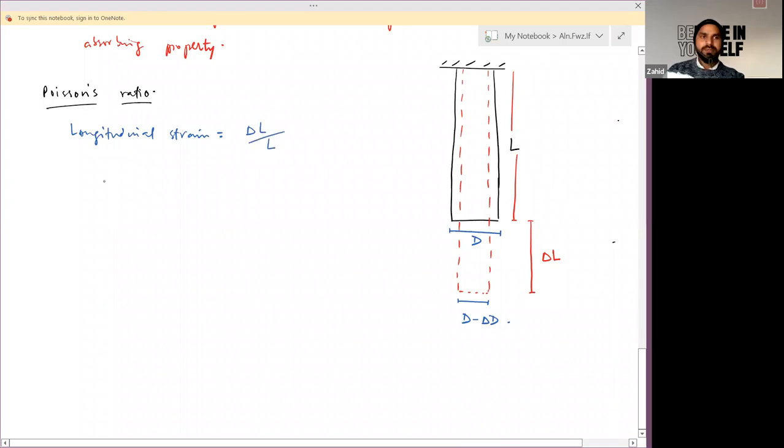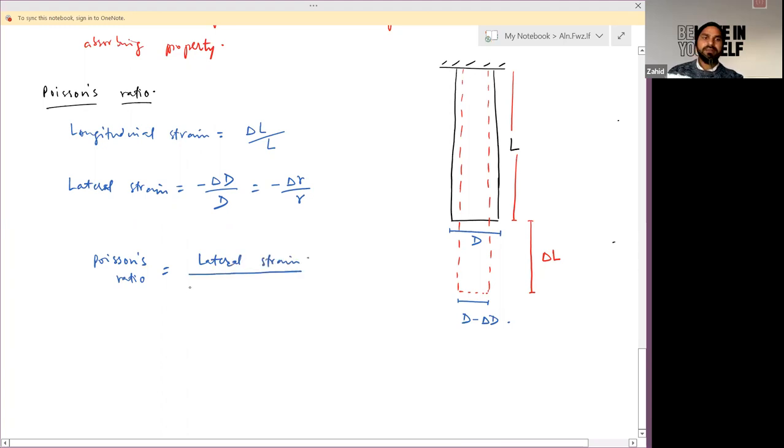There is another deformation in this part, which is in terms of width, which is called lateral strain. So it will be delta D divided by D, or you may say delta R divided by R. Since width is decreasing, so change will be negative and this change will be negative. Now the ratio of these two deformations produced in this term is called Poisson's ratio. So Poisson's ratio equals to lateral strain divided by longitudinal strain.